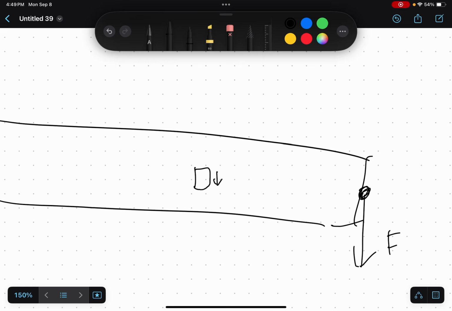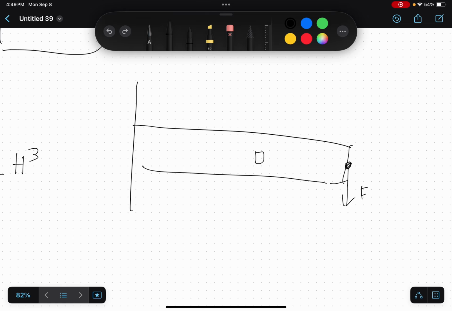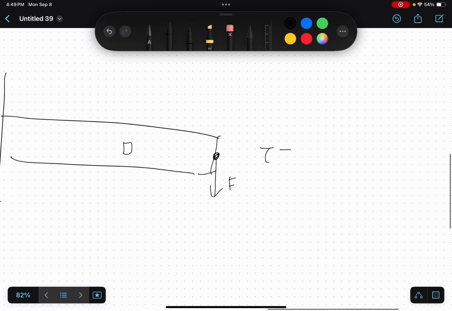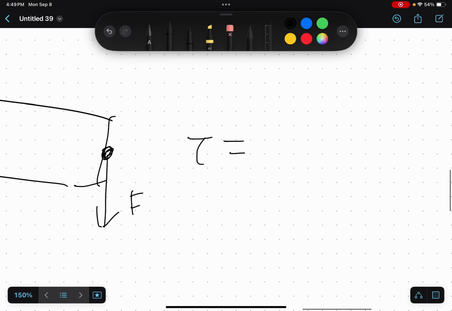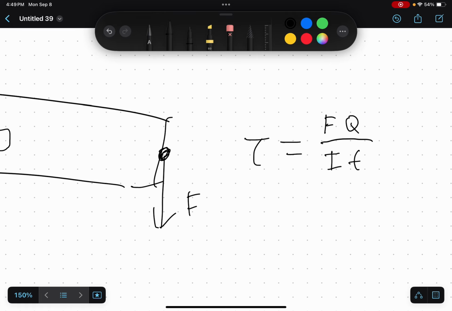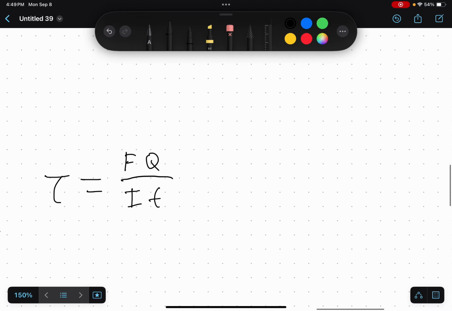And that's kind of because, I'm not going to explain why because I don't want to think about it. I just want to show you the math. Okay, and the equation for this, so shear stress, is tau equals FQ over IT. T is the thickness of the beam. I, we know what that is. F, we know what that is. Q is something brand new.